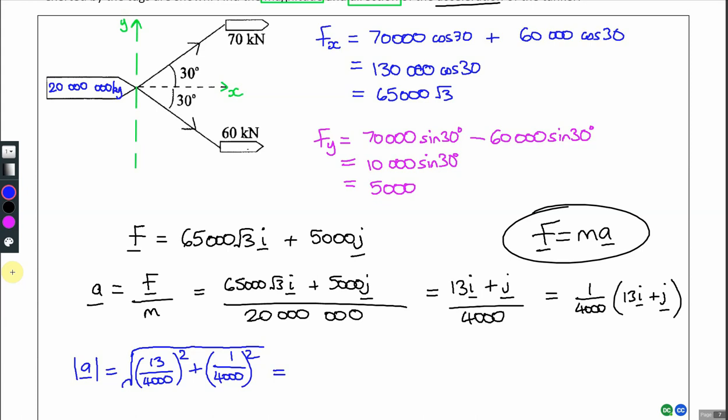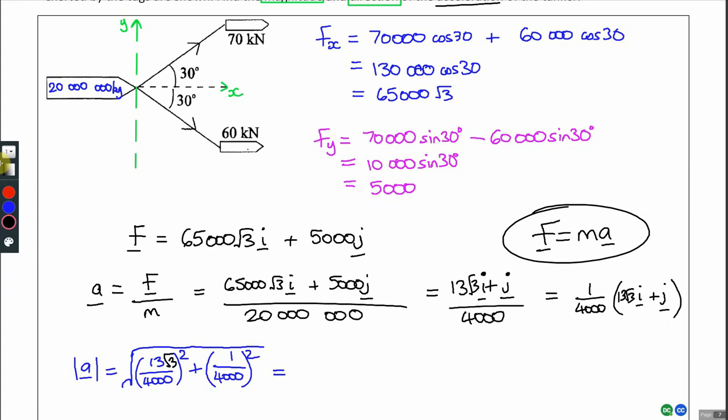I've just noticed I lost a root 3 earlier. It was here and I've lost it there. So I'm going to fix that now. So there's 13 root 3 i. Sorry about that. Let's fix that now. 13 root 3 times i. And then again in there it'll be 13 root 3, and we'll have a root 3 in here as well. Sorry about that. So please update your notes if you didn't notice that I made a mistake.